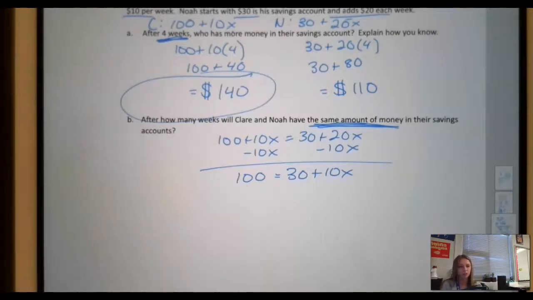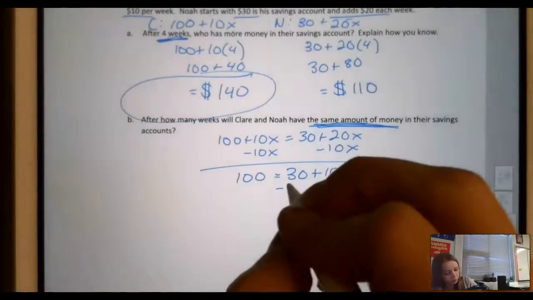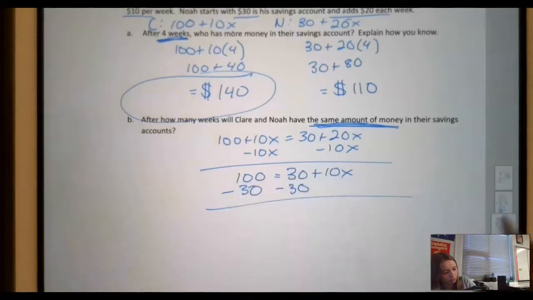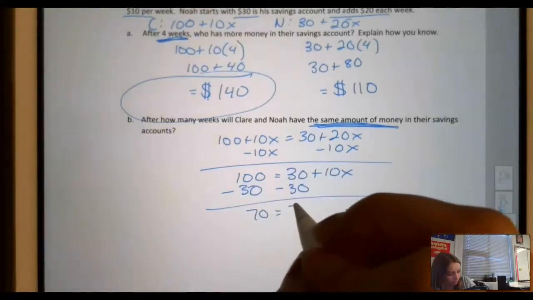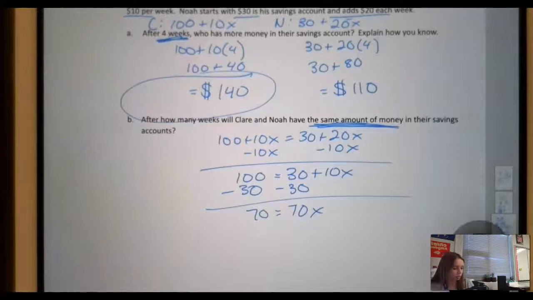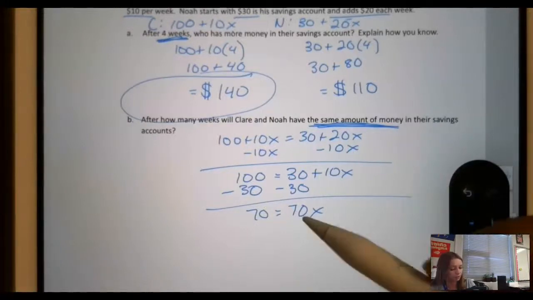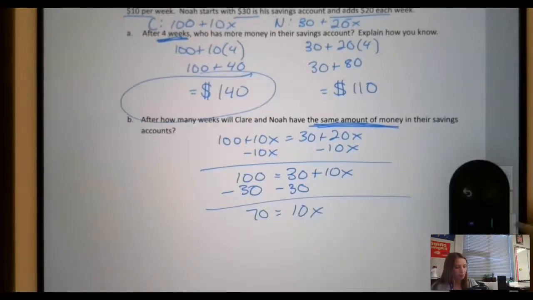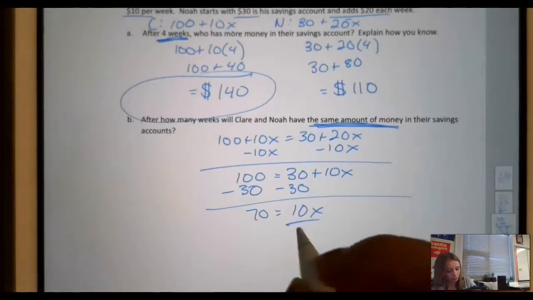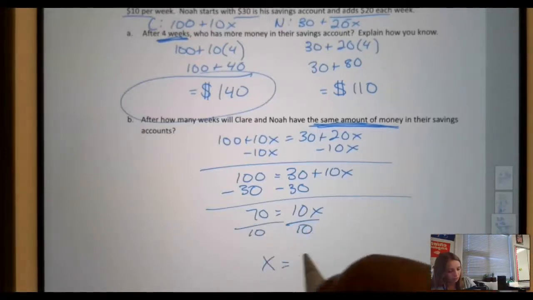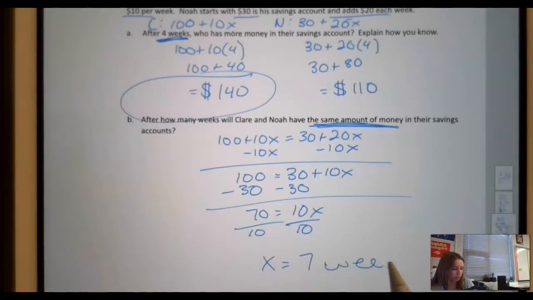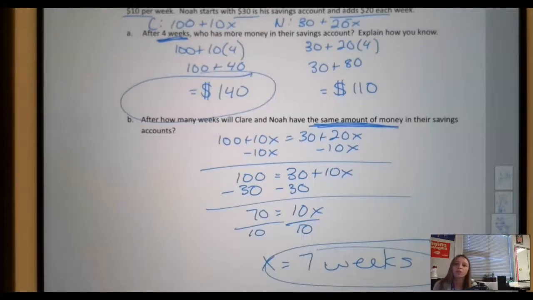Which one's my like term with the 100? 30 is. So I'm going to subtract 30 from both sides. And 70 equals 10x, which I wrote to look just like 70, so sorry for that confusion. There we go. Now we're going to divide both sides by 10, and x equals 7, so it would be 7 weeks. And to explain that, well, we set both equations equal to each other to figure out when they would be equal.